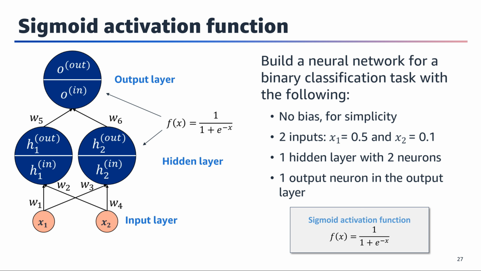To stay organized and to make it easier to follow the computations, notice the notations in this diagram. The hidden neurons are labeled as H1 and H2, and the output neuron is labeled O. Each one has their own superscripts, in and out, to represent the incoming and outgoing values at that neuron.